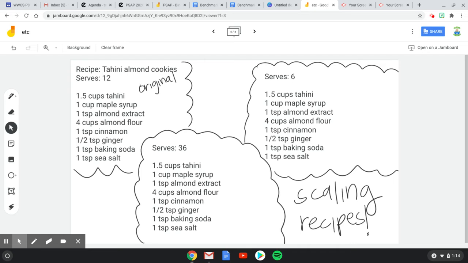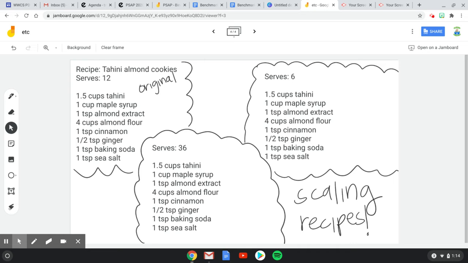When we're scaling recipes, we're thinking we need either more servings of the dish or the cookie or whatever you're making, or fewer servings of that food. So let's start down here. Say we want to make 36 cookies instead of 12 cookies. Maybe I'm having a party and I need to make more cookies.